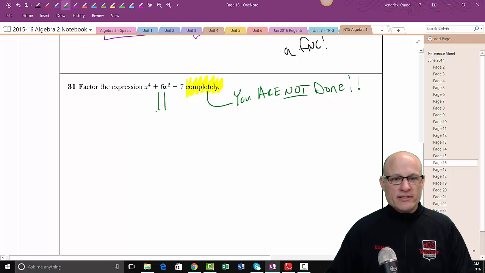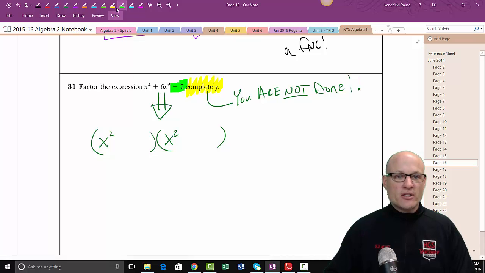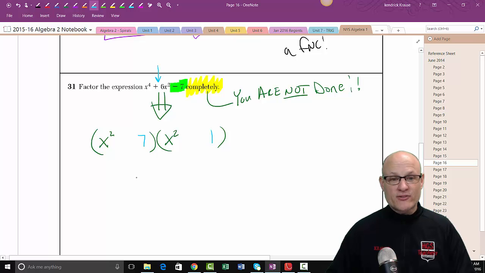Let's go. The x to the fourth messed every kid up that year. I don't know why. It's just x squared and x squared. The next number you look at is this 7. It's actually negative 7. There's really only one way to multiply to negative 7, and that would be 7 times 1. One of them has to be negative. Since they have to add up to 6, then this has to be positive and this has to be negative, because this gives me negative x squared and positive 7x squared, and those multiply to 6x squared.